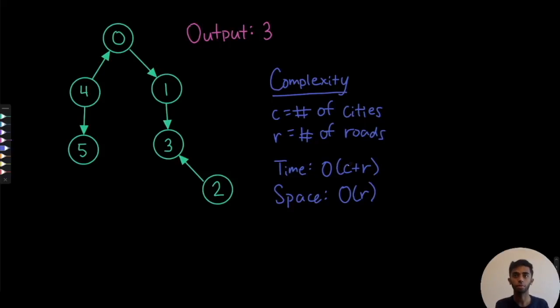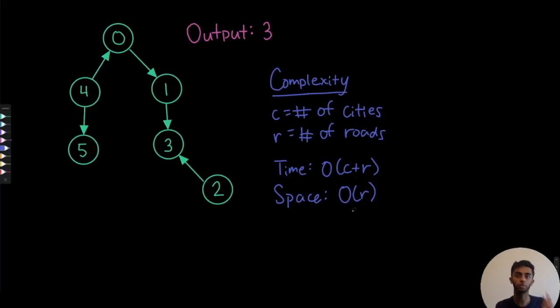We should be touching every single city because we need to verify that every city can reach city 0. So we have to have a C here. And we're also going through all of our roads, because at each city we're looking at all of the roads that it is touching. So in total we're looking at all of our roads, so we have R in our complexity as well. So C plus R is our time complexity.